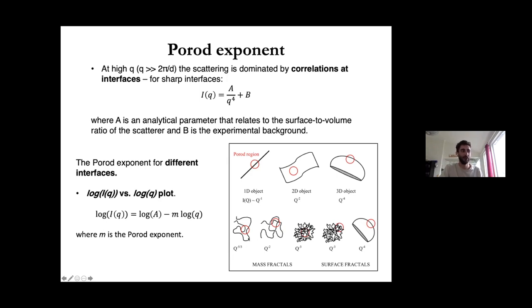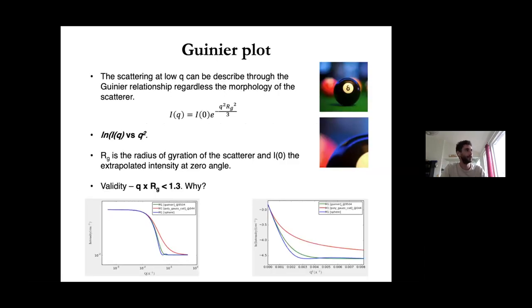And then if you have different types of polymer networks, for example, you will have different exponents that relate to the behavior of that polymer in solution. So it comes quite handy when it comes to evaluating the scattering data, for example, from polymer systems or from particle systems. So the next one is the Guinier plot.